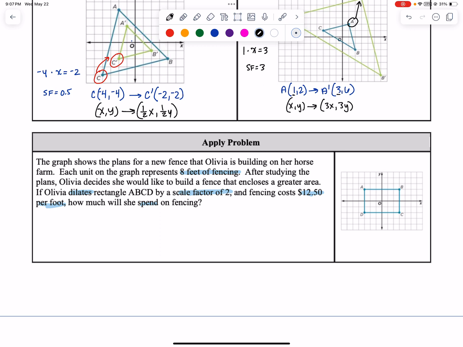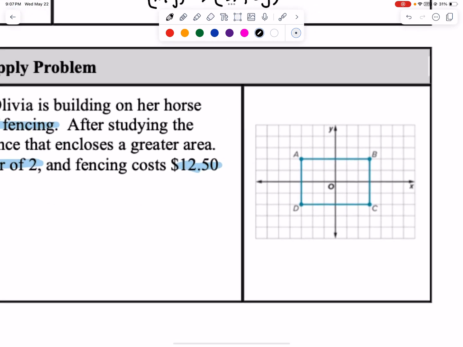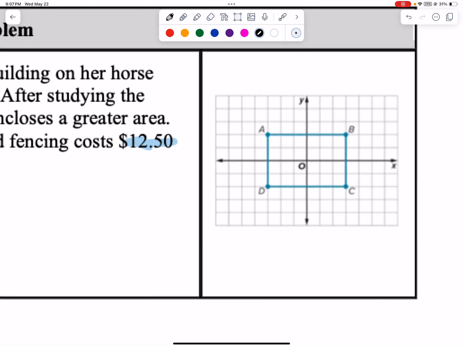Okay, so let's go ahead and first enlarge this by a scale factor of 2. If we look at our original distances here, I have 1, 2, 3, 4, 5, 6, and 1, 2, 3, 4. So we have the 6 by 4. We're going to enlarge it.